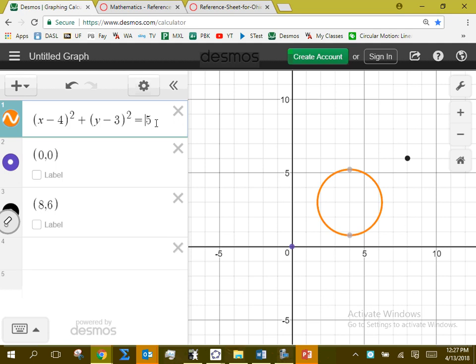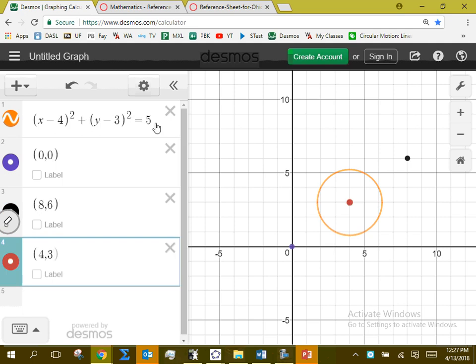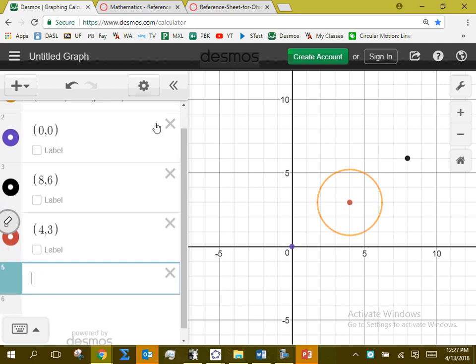You could also type in 4, 3, because if I do make a mistake, at least having the 4, 3 there does show me that I've got a circle centered at that point, and now it just tells me that the place I've messed up is my radius. Okay. Does that make sense to everyone?